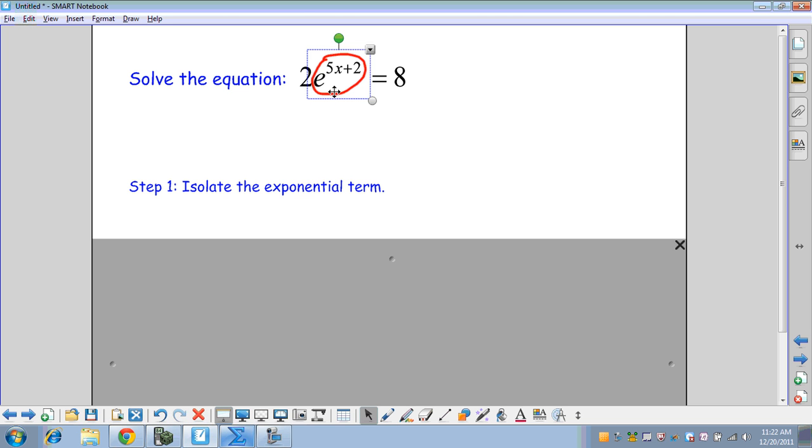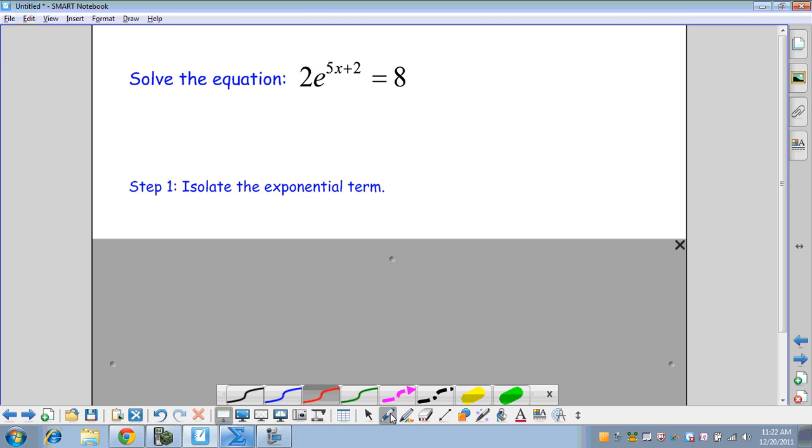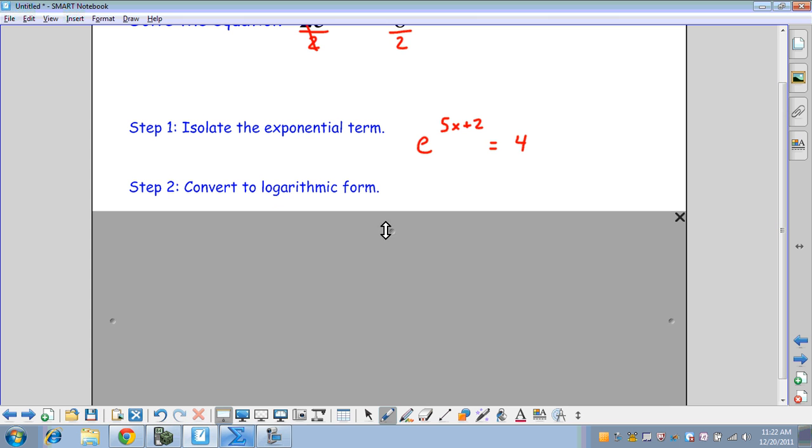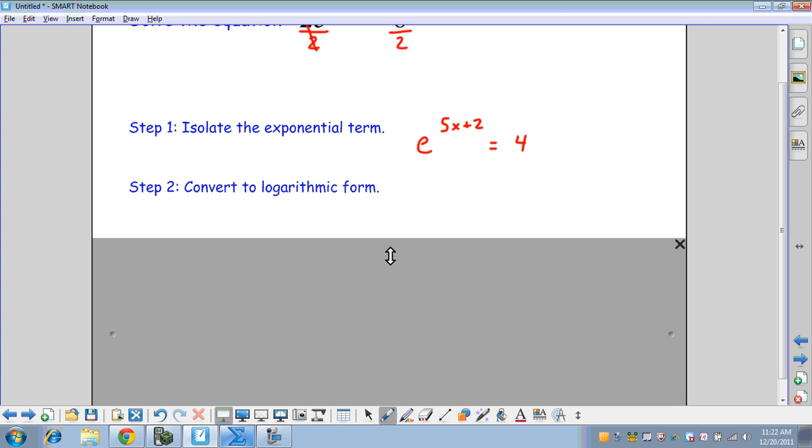In order to do that, I'm going to have to divide by 2. So I'm going to divide both my left and right side by 2. So that's going to get rid of the 2. So I will now have e to the 5x plus 2 equals 4. So step 1, again, get the exponential term by itself. Get everything else off of that side.